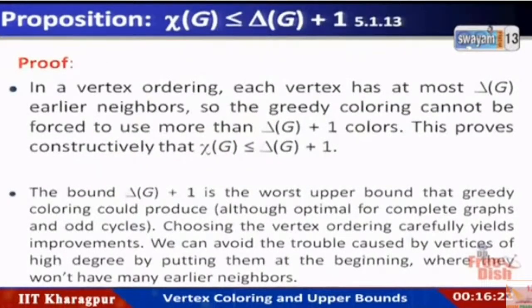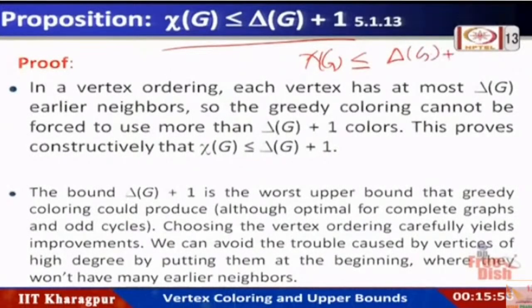Now, let us see the proposition which will estimate the performance in terms of the bound of this greedy coloring algorithm. This greedy coloring algorithm will give the bound which says that the chromatic number of a particular graph is less than or equal to the maximum degree of the graph plus 1. Let us see the proof.